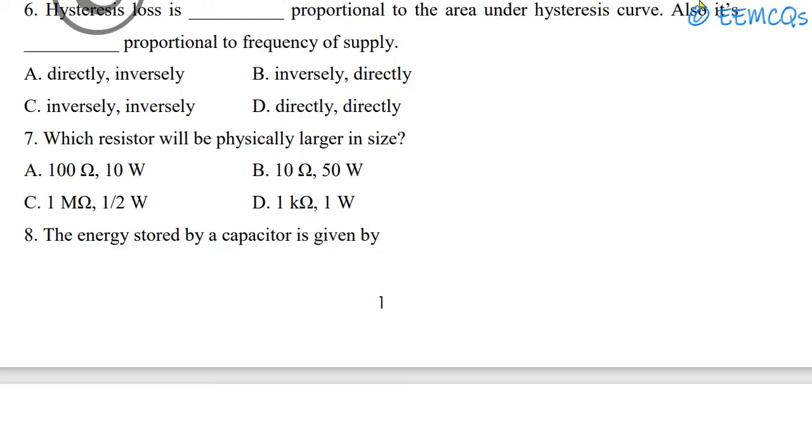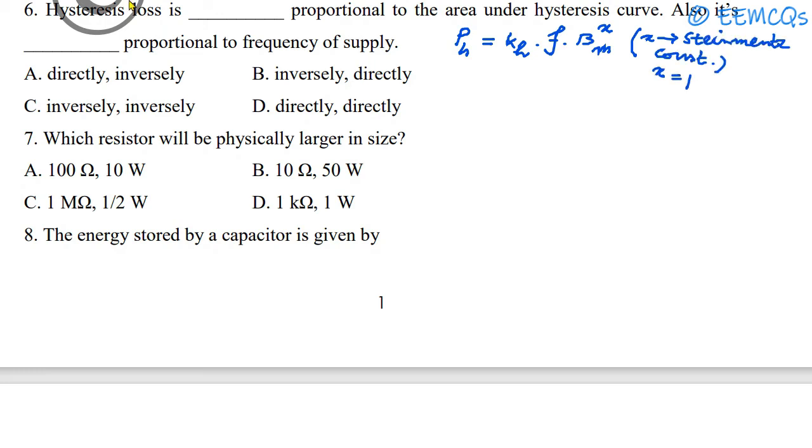Let us now take question number 6. Hysteresis loss is dash proportional to the area under the hysteresis curve. Also it is dash proportional to the frequency of supply. So 4 options are there. What do we know about hysteresis loss? We know hysteresis loss PH is equal to KH into F into Bm to the power x, where x is the Steinmetz constant, and the value of x is generally taken as 1.6.